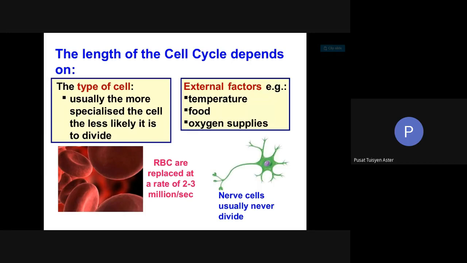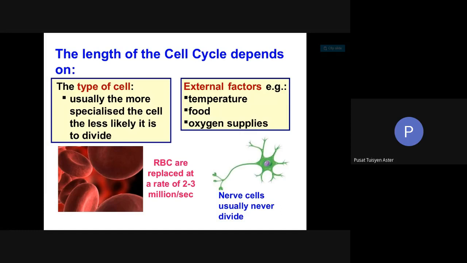Maksudnya, lagilah complicated dia. Lagi, less likely it is to divide. Alright, so RBC, what is RBC? Red blood cells are replaced at a rate of 2 to 3 million per second. So that's how fast they're being divided, alright? So external factors such as, tapi contoh nerve cells usually never divide.